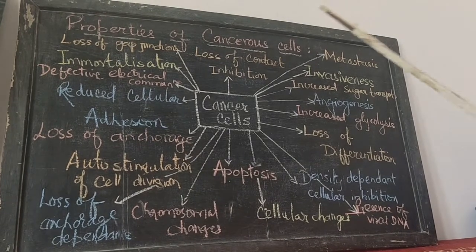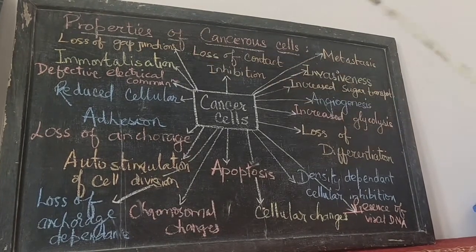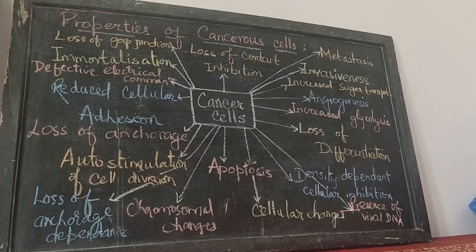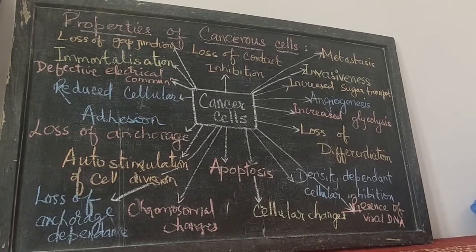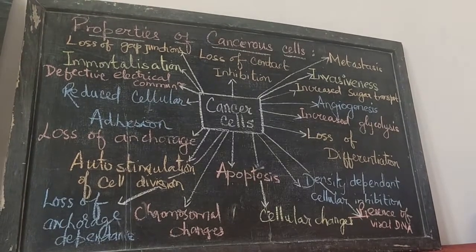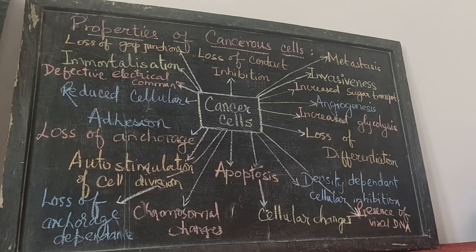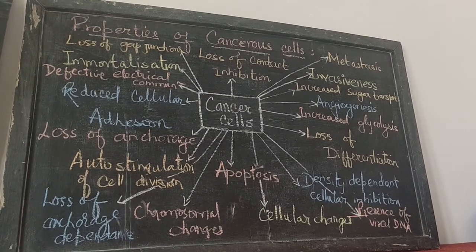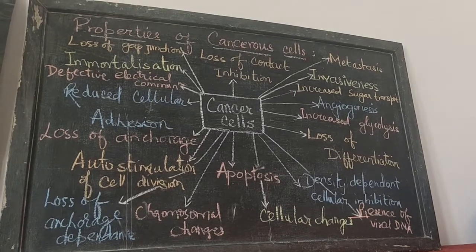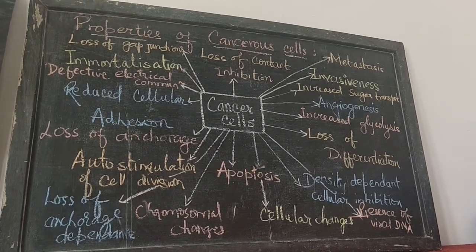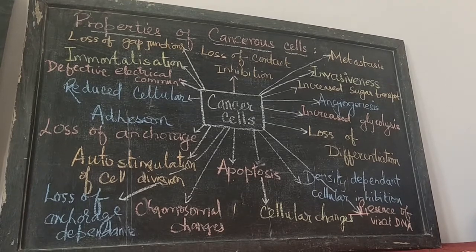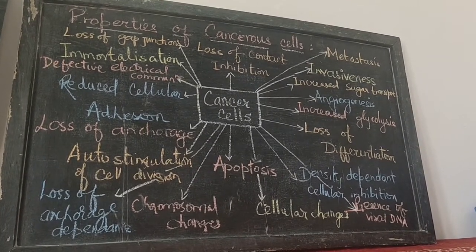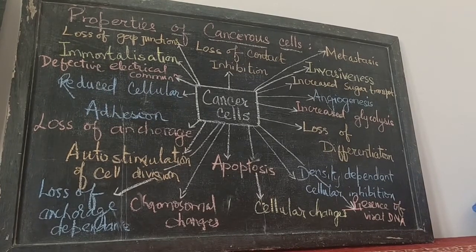Today, we shall understand properties of cancerous cells. Every healthy and normal cell shows growth, cell division, differentiation, and later death. Cell growth and division takes place by a mechanism of cell cycle, as we have understood in the previous class. Cell cycle has G1, S, G2 and M phases.